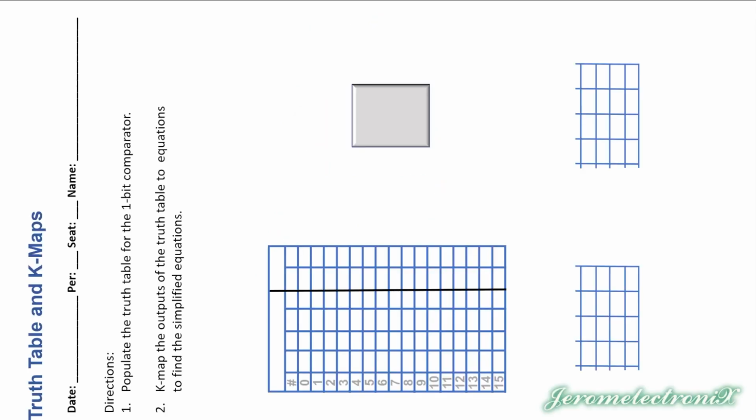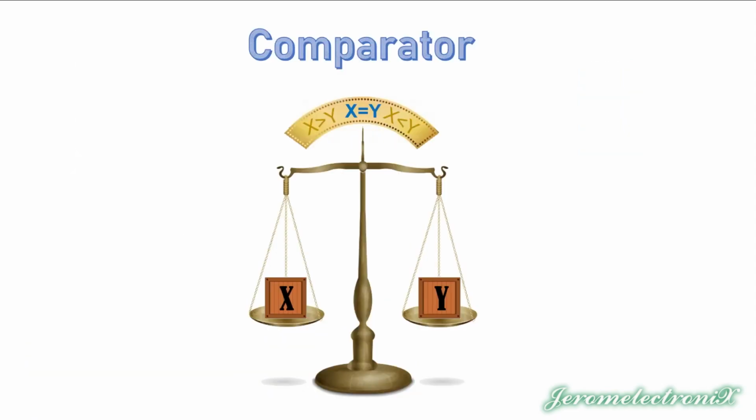Here is the worksheet that I will print and hand out to my students so that they can follow along with what we're talking about. So let's get into it. This is a comparator. This is meant to represent a physical comparator where we can put box X, which is meant to represent a variable, and box Y, which is also meant to represent a variable, on a balance, and if they weigh the same, then the balance will tell us that X equals Y.